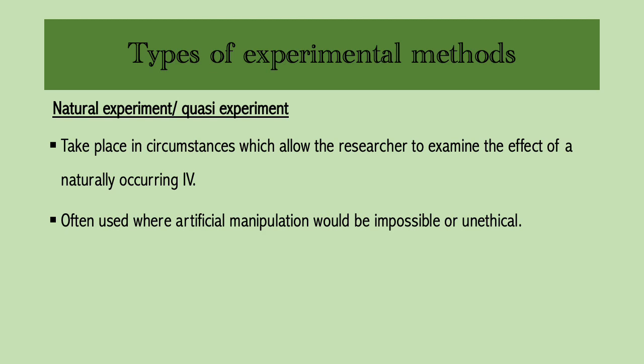So there are three types of experimental method: lab experiment, field experiment, and natural or quasi-experiment. Okay? So please remember these three, the definition, and what it means. So you need to know how to define each type of experimental method. Okay?